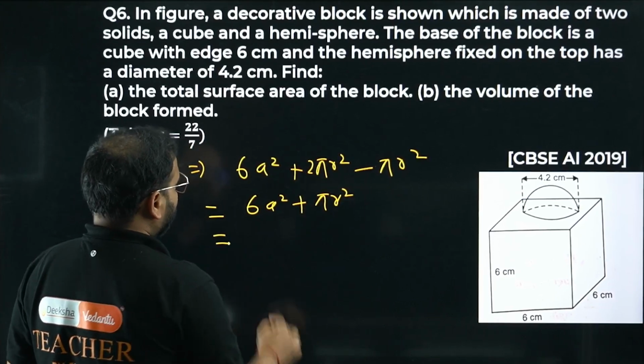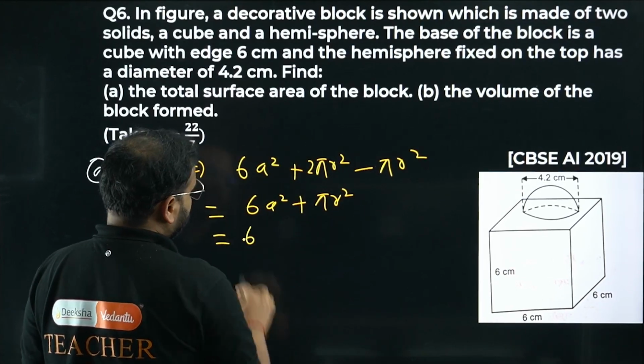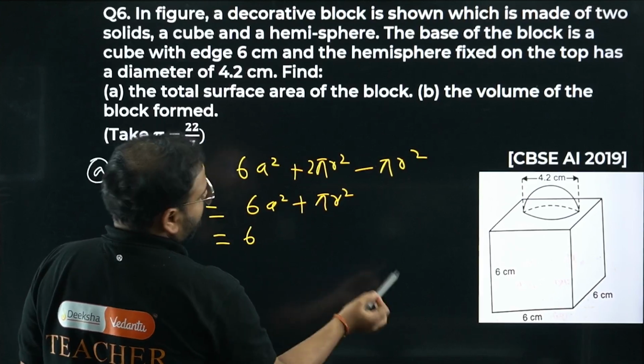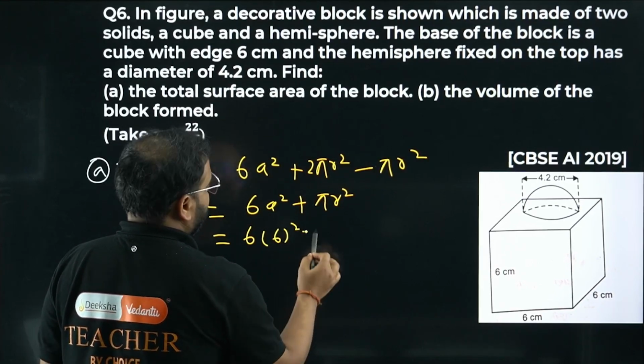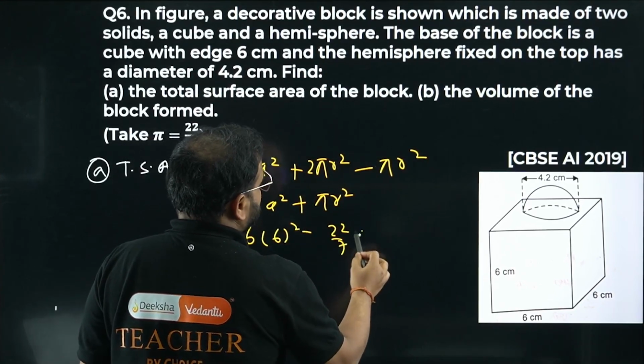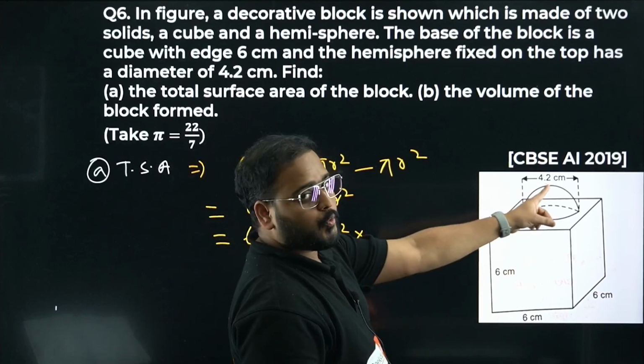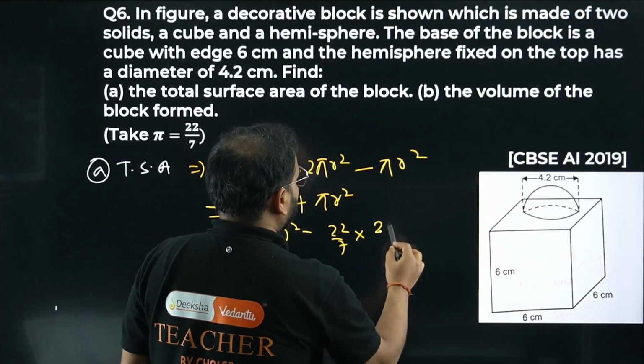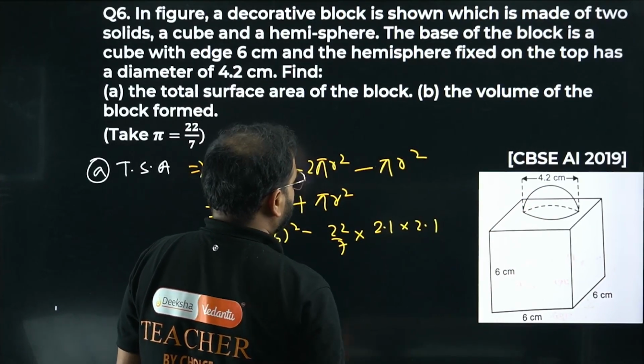Have a look. What I'm getting? 6 is here. I have a square, right? What is a value? 6 now again. 6 square plus 22 by 7. What is r, bacha? Diameter is 4.2, so what is the radius? 2.1 into 2.1. Take this out.